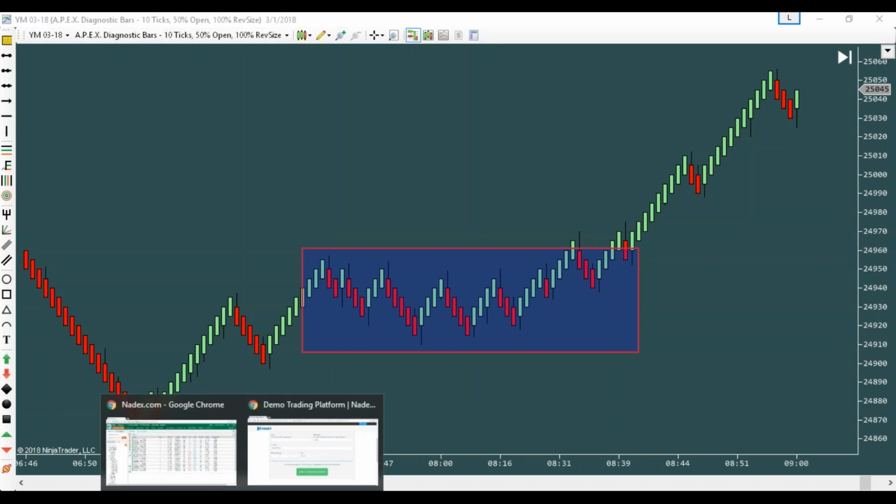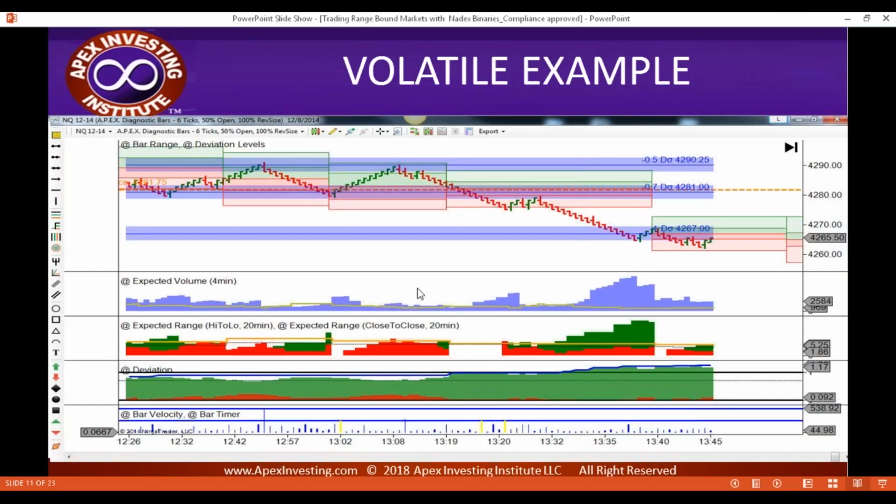A couple of the tools that we use over at Apex, these are some Apex proprietary tools. First of all, see these boxes right here, okay? And then see this next box right here, and then this next box. That's what we call our expected range indicator, okay? Each one of those boxes is drawing like a 20-minute range, and it plots forward, okay?